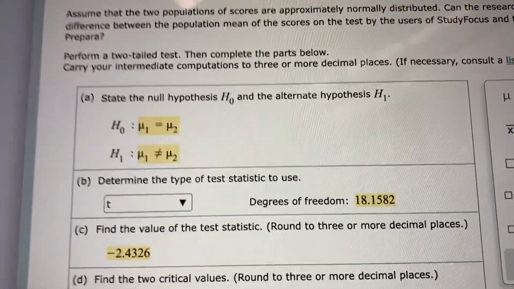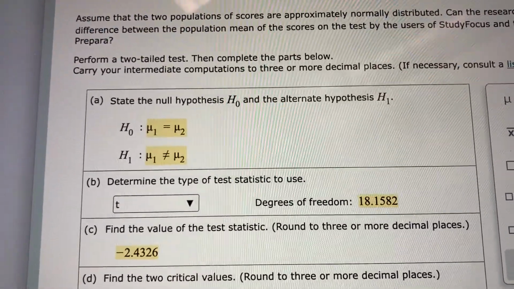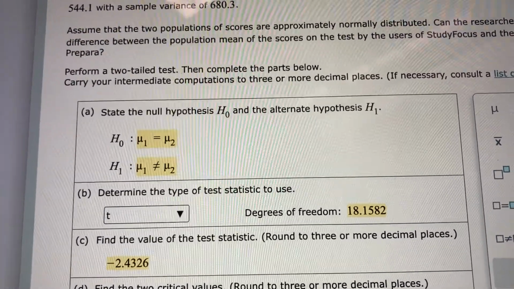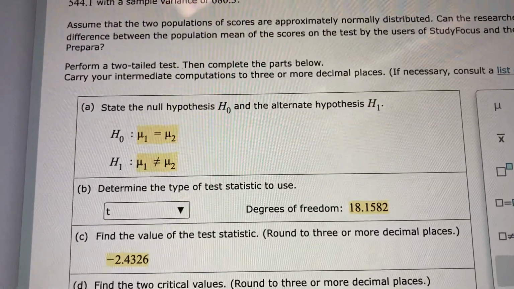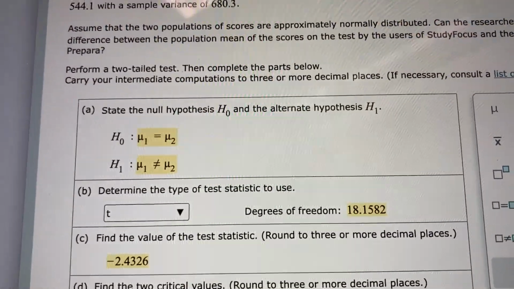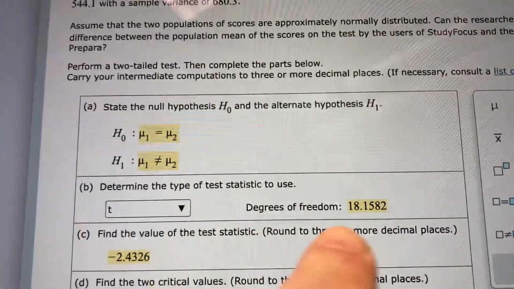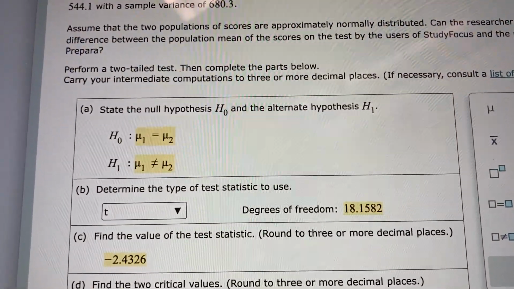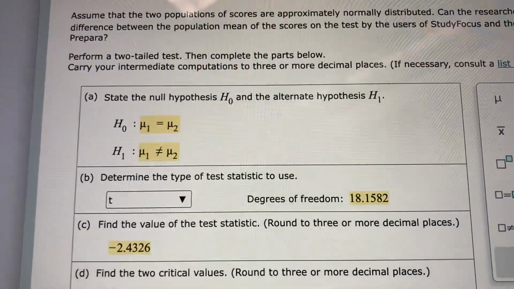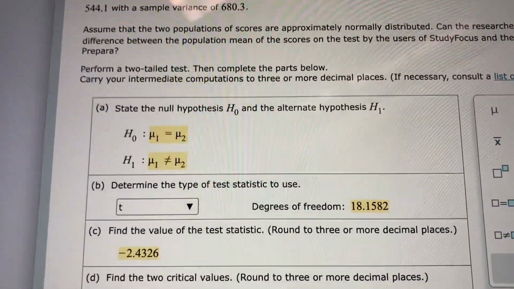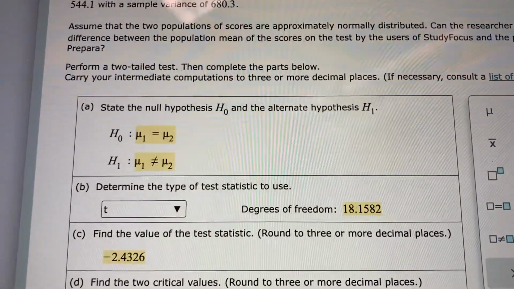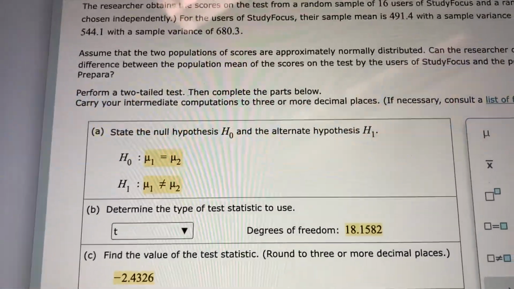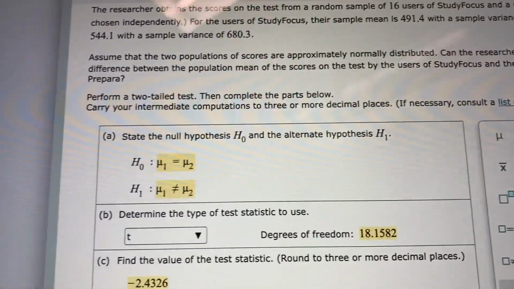Now, on the test, degrees of freedom would be the smaller of the two sample sizes minus 1, and that will work. I don't know that Alex does that, so this 18.15 I've gotten off the calculator, and I'll show you in just a second how I got that, as well as the test statistic, and then I'll show you how to do the critical value as well. So I'm going to move on you, and I apologize for that. I don't like to do that to you guys too much, but it happens, unfortunately.